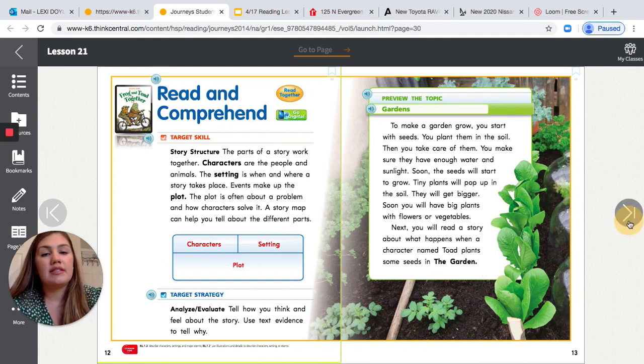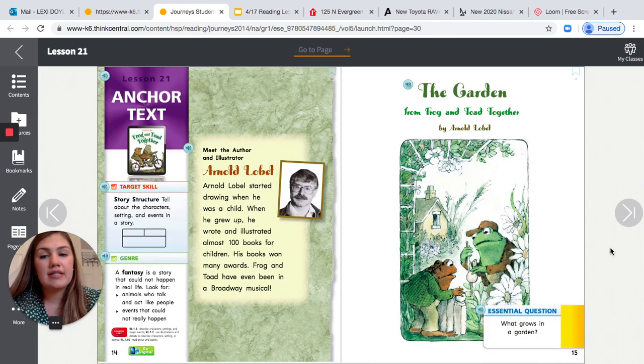Okay, so let's see what the garden is about. We're going to skip this page today and move over to this story. So this is our title page on page 15. We know it's a title page because we see the title and it tells us who our author is. That's how we know, and it usually has a picture right there.